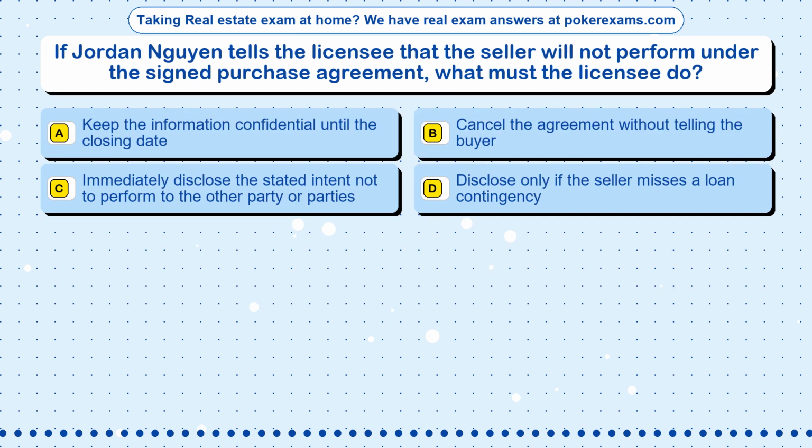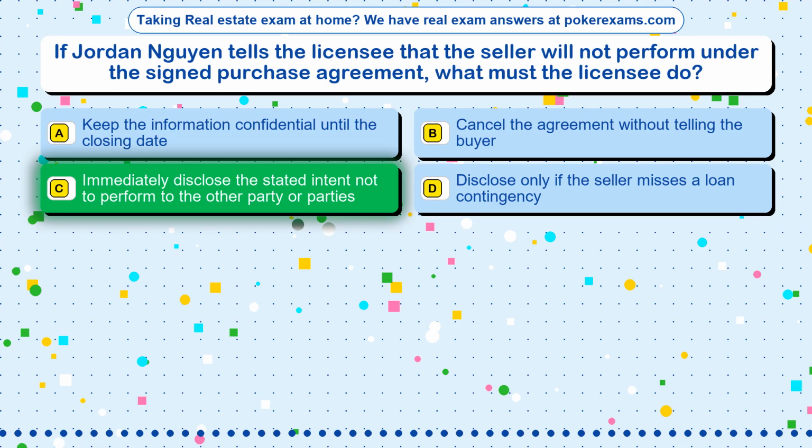Question 31. If Jordan Gwynn tells the licensee that the seller will not perform under the signed purchase agreement, what must the licensee do? Option A, keep the information confidential until the closing date. Option B, cancel the agreement without telling the buyer. Option C, immediately disclose the stated intent not to perform to the other party or parties. Option D, disclose only if the seller misses a loan contingency.